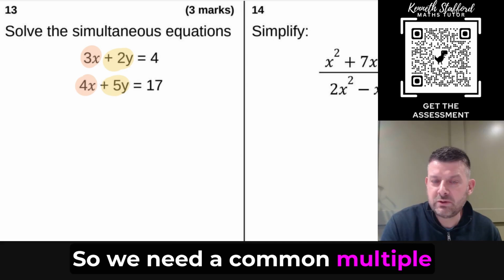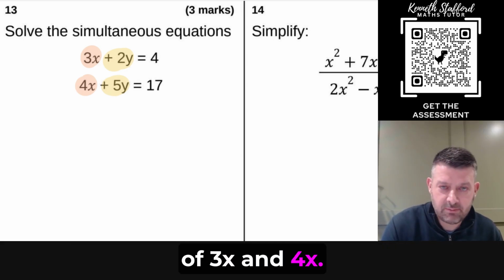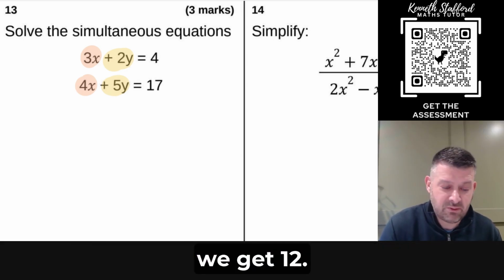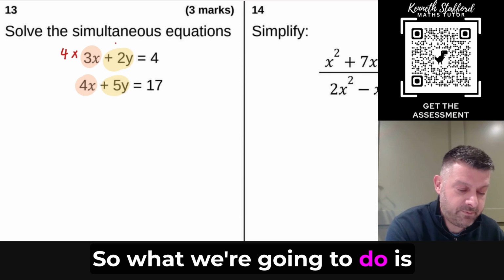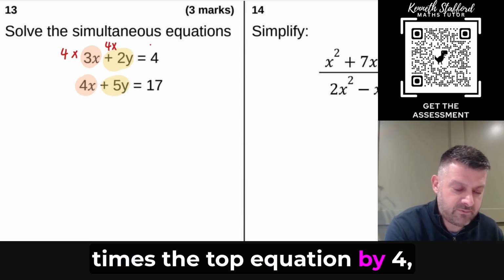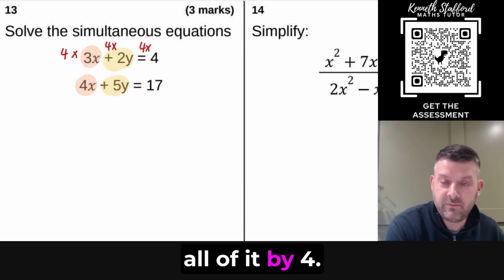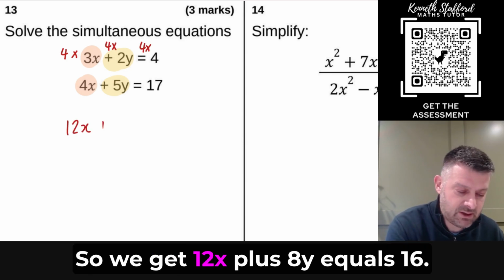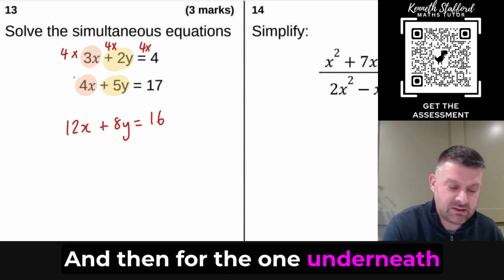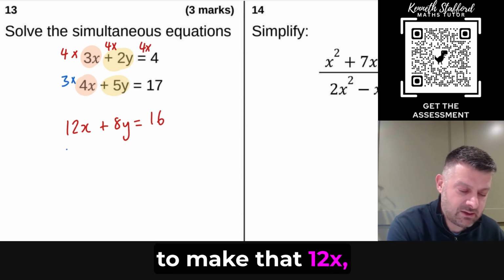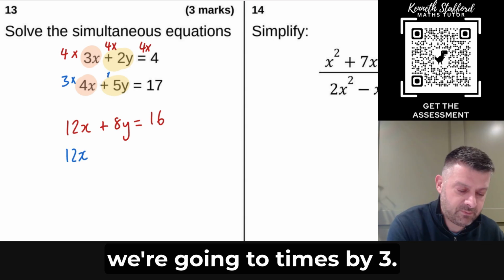So we need a common multiple of 3x and 4x. If we times 3 and 4 together, we get 12. That is the lowest common multiple. So what we're going to do is times the top equation by 4, all of it by 4. So we get 12x plus 8y equals 16. And then for the one underneath, to make that 12x, we're going to times by 3.